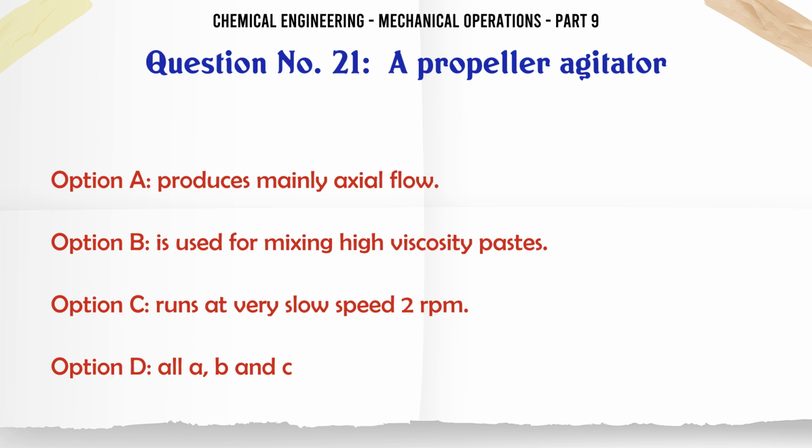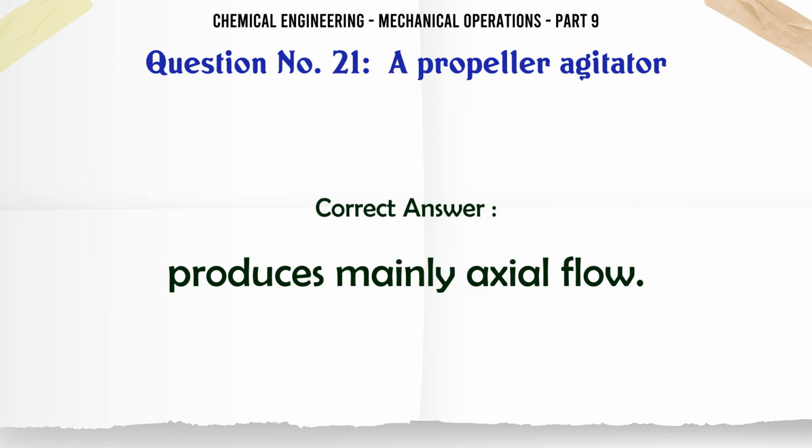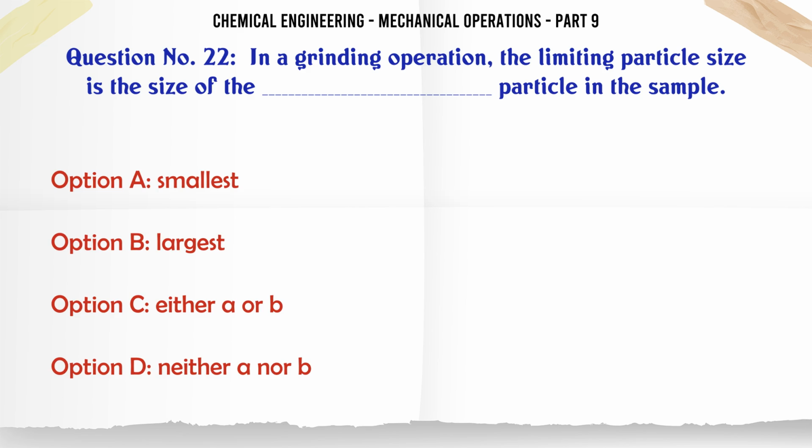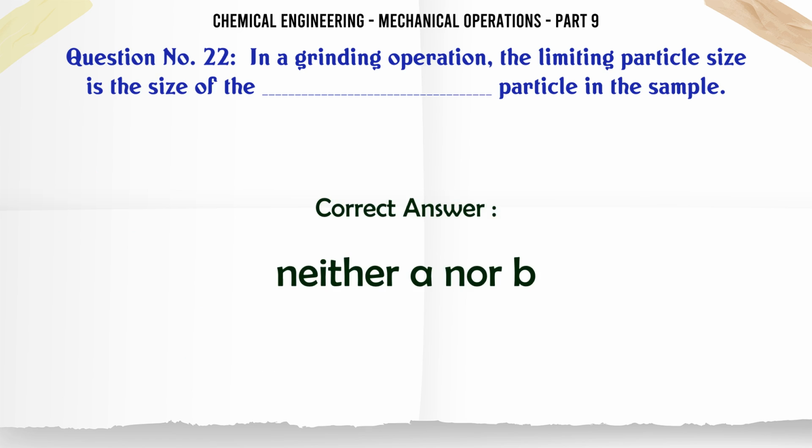All A, B, and C. The correct answer is produces mainly axial flow. In a grinding operation, the limiting particle size is the size of the particle in the sample. A. Smallest. B. Largest. C. Either A or B. D. Neither A nor B. The correct answer is neither A nor B.